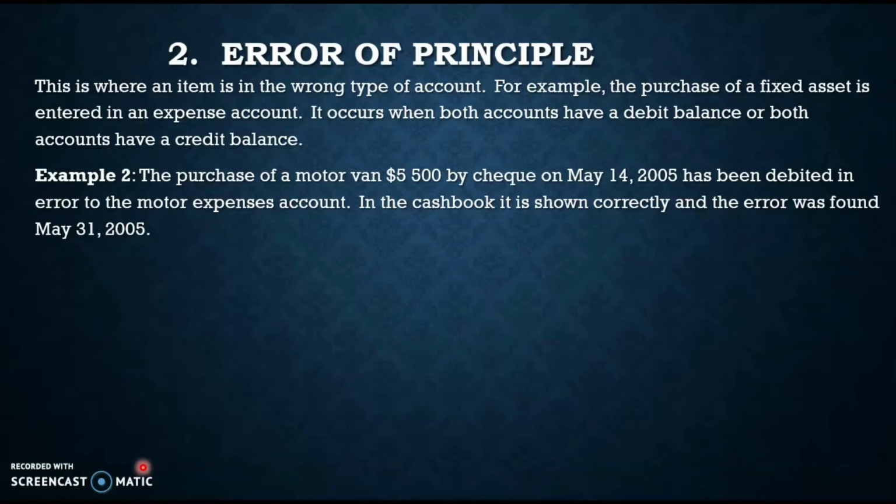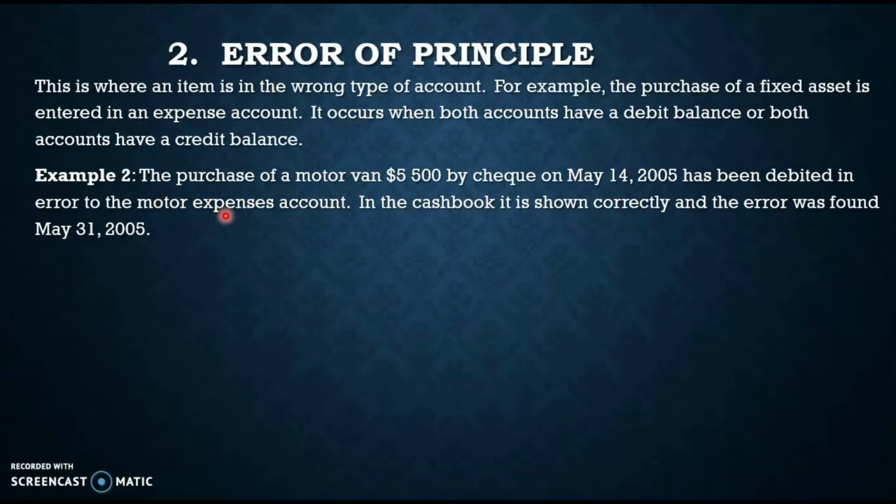Example, the purchase of motor van $5,500 by check on May 14, 2005 has been debited in error to the motor expense account. In the cash book, it is shown correctly, and the error was found on May 31st, 2005. So the cash book is fine. The problem is that the amount of $5,500 was not placed in the motor van account. It was instead placed in the motor expense account.